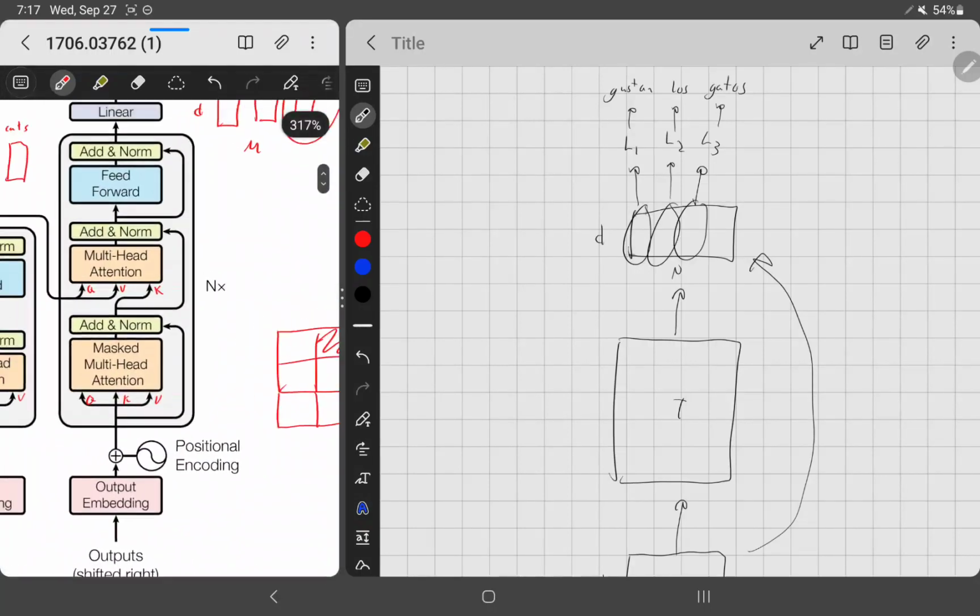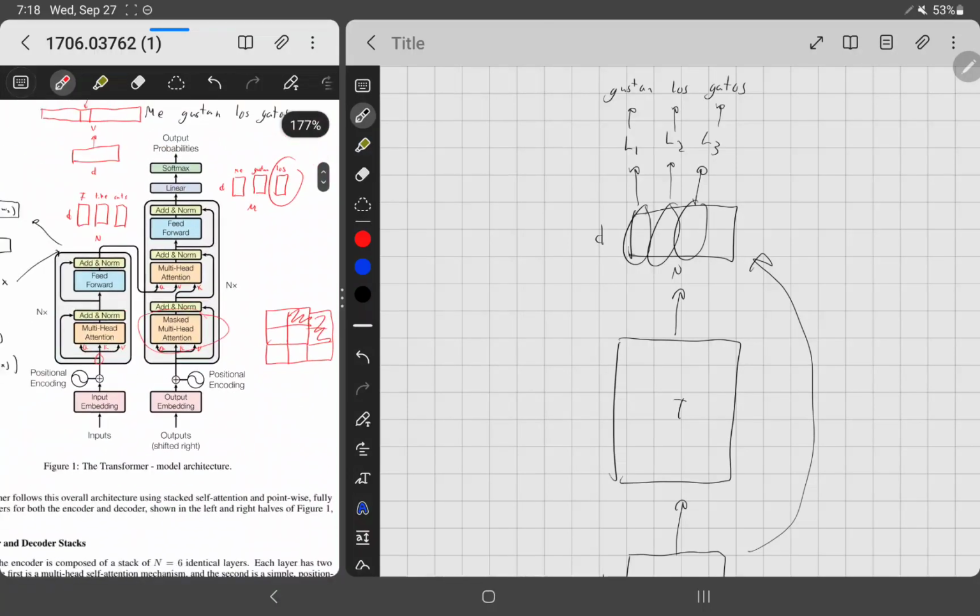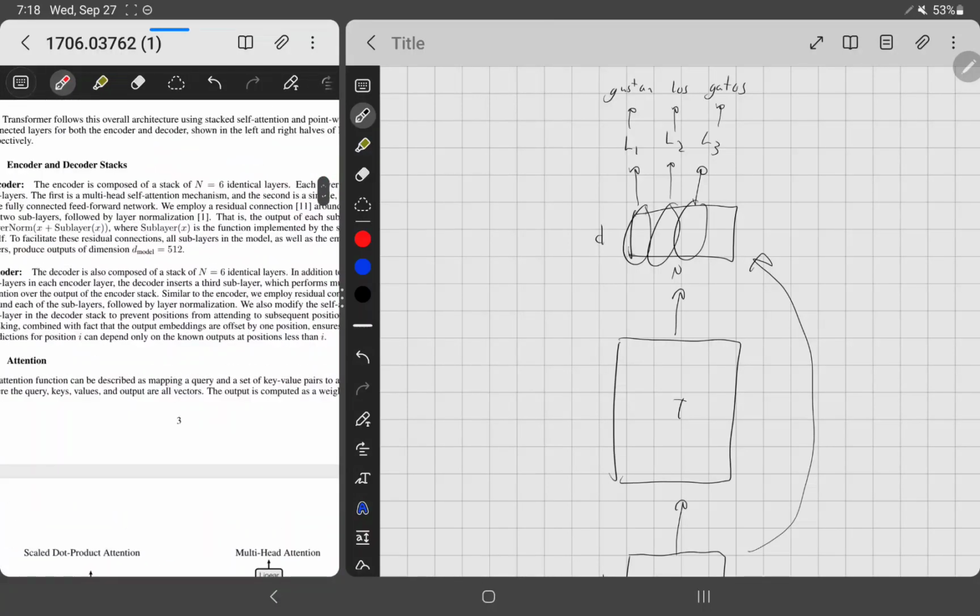And like I mentioned, this is the only thing doing inter-sequence communication, so you only need to mask this, not anything else. So I think that is all for the transformer.